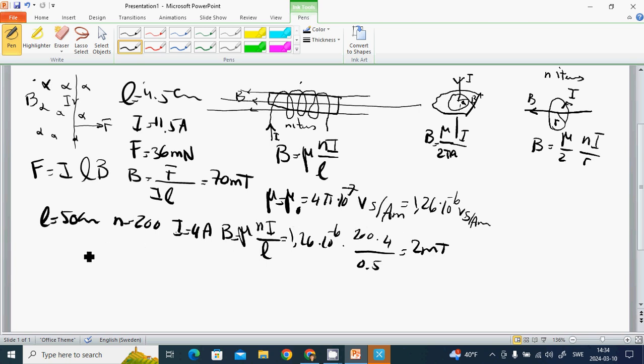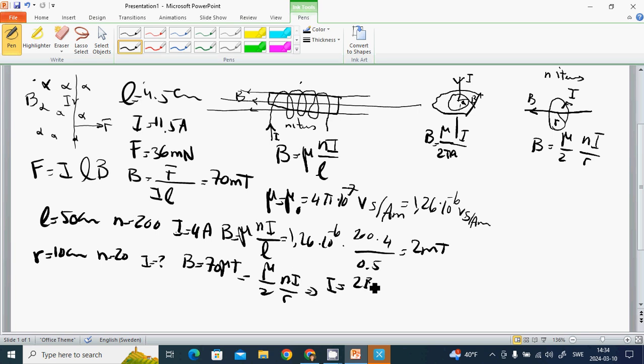Another example is a circular coil with radius R equals 10 centimeter. We have N equal to 20 turns. Which current I passes so that we get B equals 70 microtesla? It is this one, mu N I divided by 2R, and I equals 2 B R divided by mu N. We put the values here in the correct unit, we get 0.56 ampere.